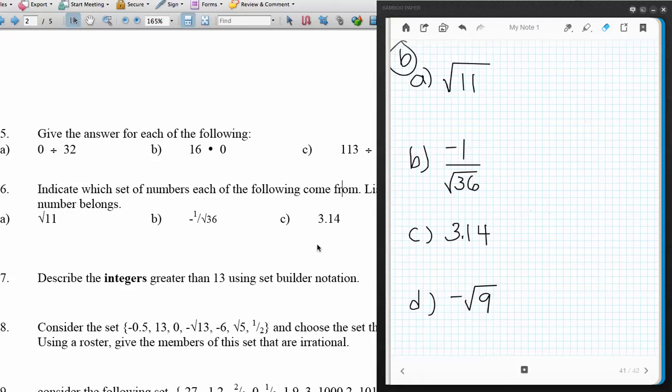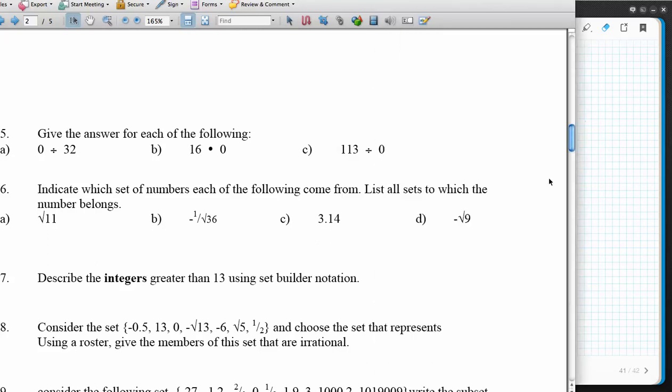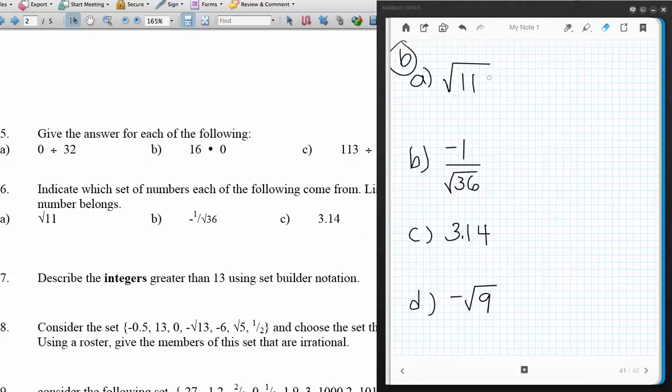So we're going to be doing problem number 6. Here are the problems. It says indicate which set of numbers each of the following belong to and list all sets to which the numbers belong. So let's just start by saying every single number up here is from the real numbers. In a beginning algebra class, that is the only set of numbers that we usually deal with for the entire semester. So all real numbers up here.